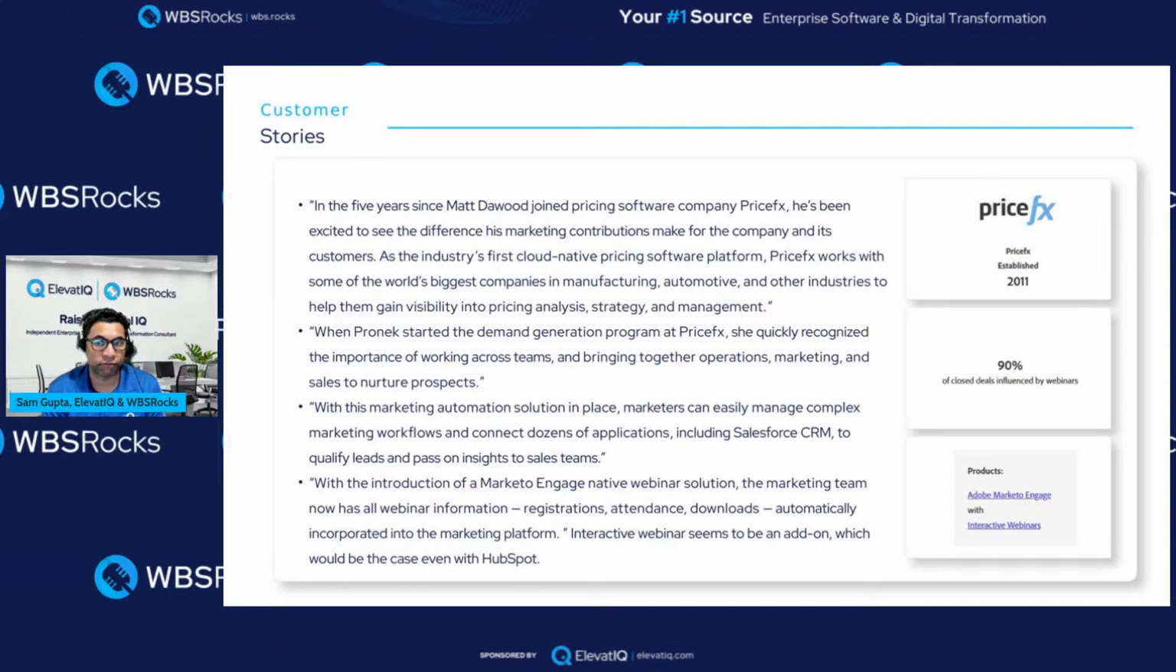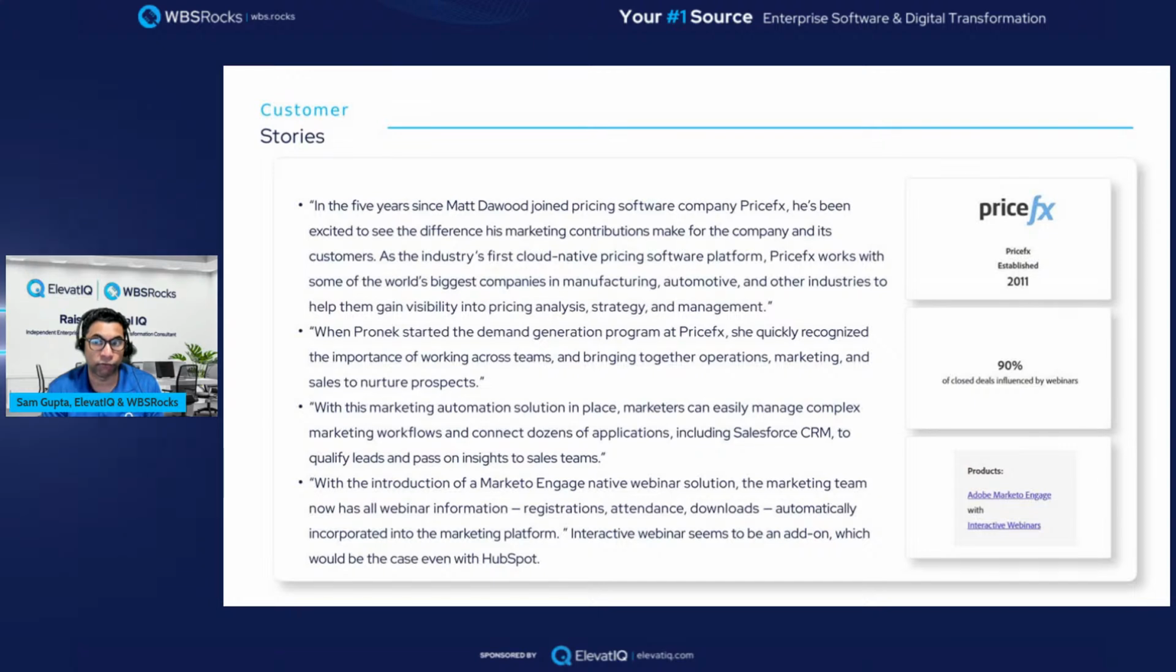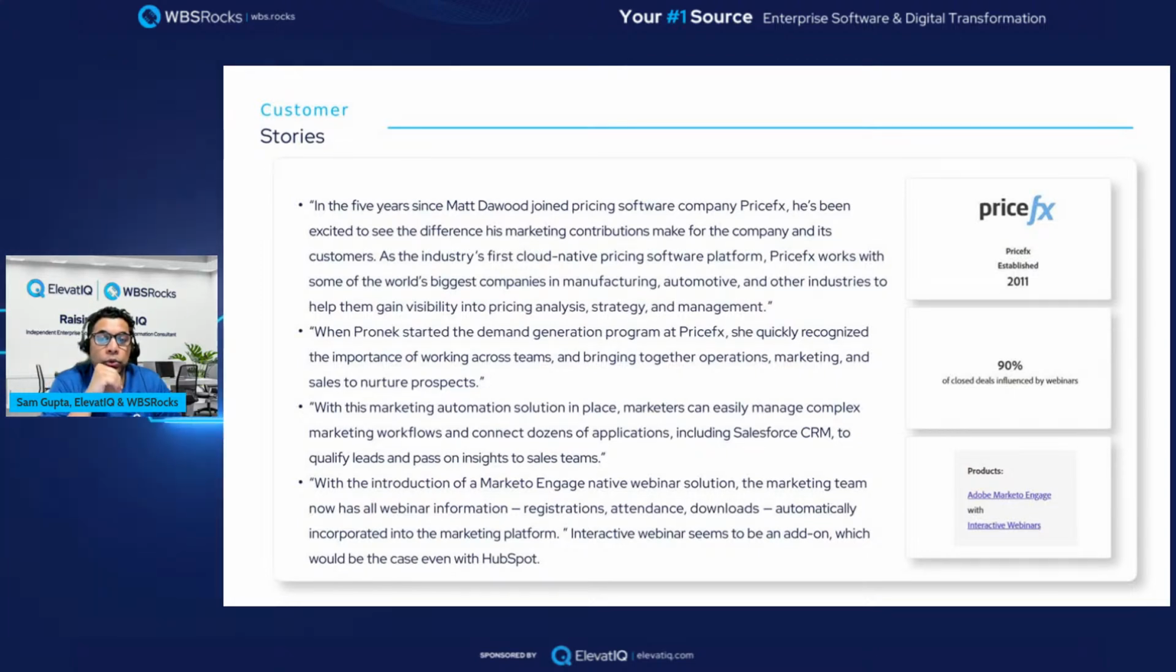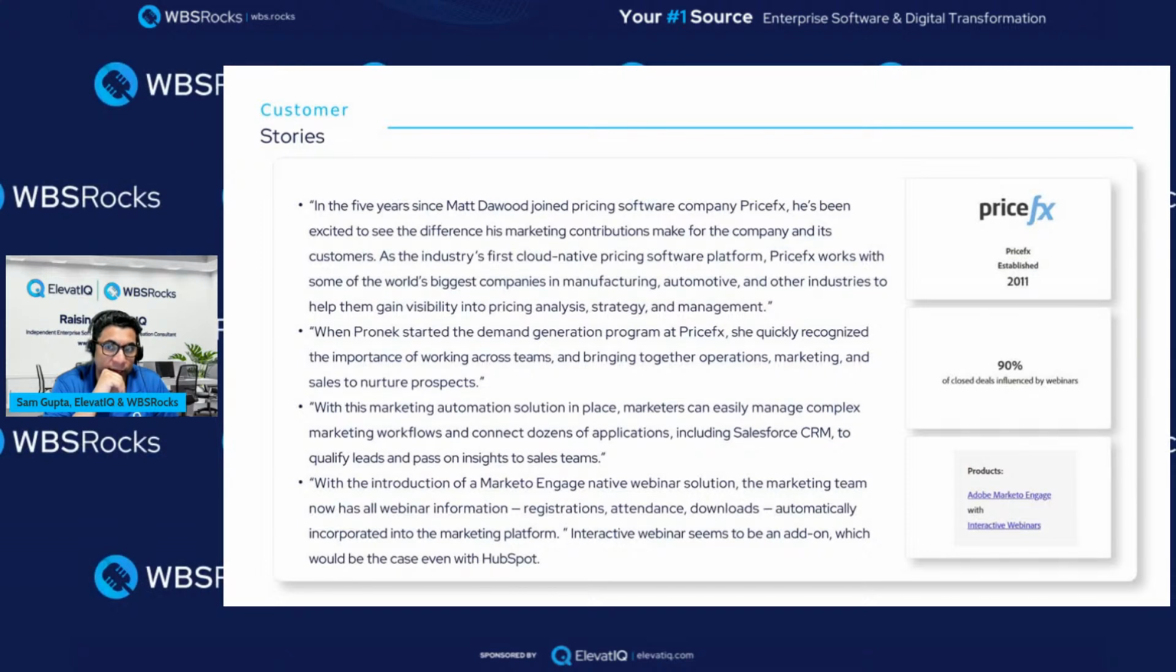PriceFX works with some of the world's biggest companies in manufacturing, automotive, and other industries to help them gain visibility into pricing analysis, strategy, and management. So they are a pure play pricing engine, which is probably going to integrate with your e-com, maybe with ERP, depending upon where you are keeping your pricing and strategy as well. So they have a very different, interesting business model. In general, they are going to be very thick into those B2B processes. So for that, Marketo is a great fit.